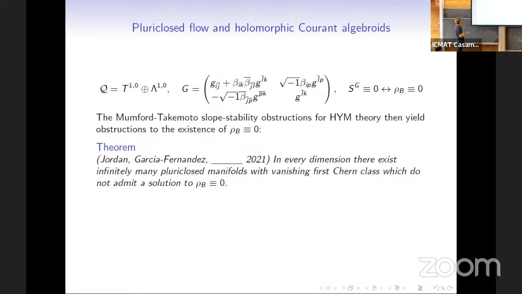And so this is a theorem we proved last year. Roughly speaking, in every dimension, we construct infinitely many pluriclosed manifolds with vanishing first Chern class which do not admit a solution to rho B equals 0. Okay. So it's a highly obstructed problem. In dimension 4, it's basically already known by a theorem I'll mention soon, but now we produce these examples in every dimension. And it's just to show that the most naive version of a Yau conjecture is wildly wrong. Okay, so c1 equals 0 is not even close to enough in this setting.